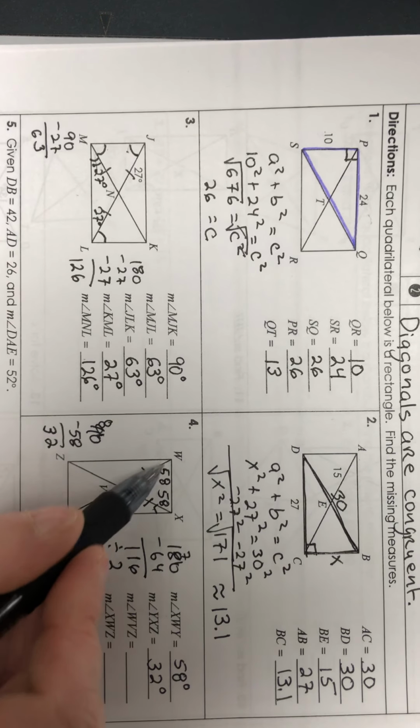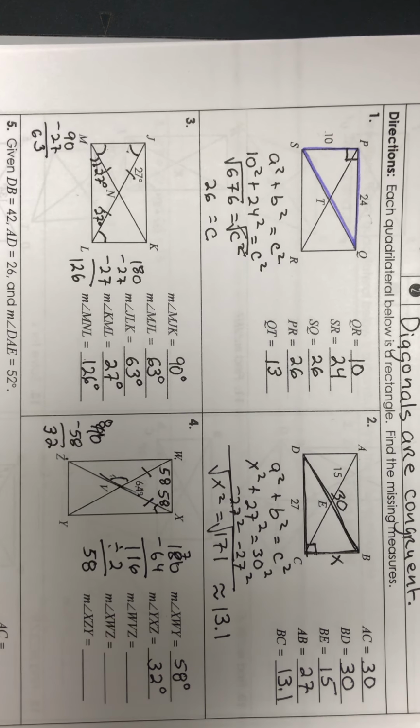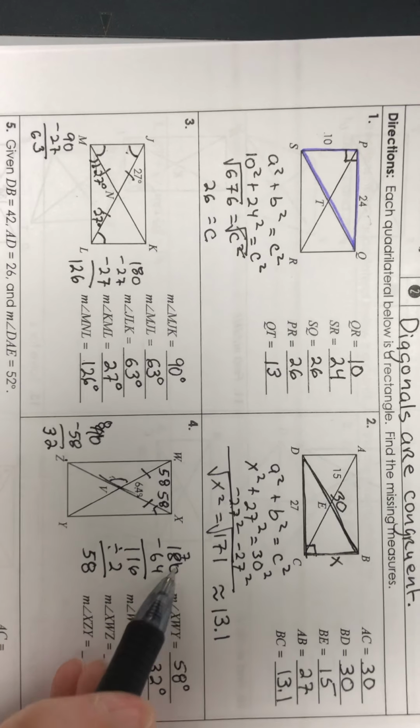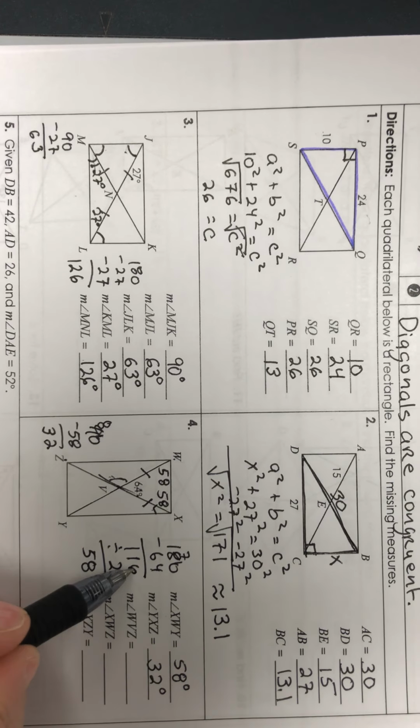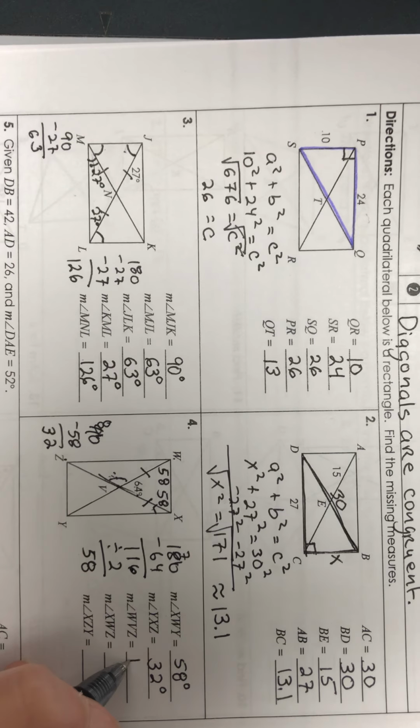WVZ. This angle. What do we know about this angle pair? We've got a straight line. What do they add up to? 180. Well, we already did this arithmetic. 180 minus 64 is 116. This angle has to be 116.